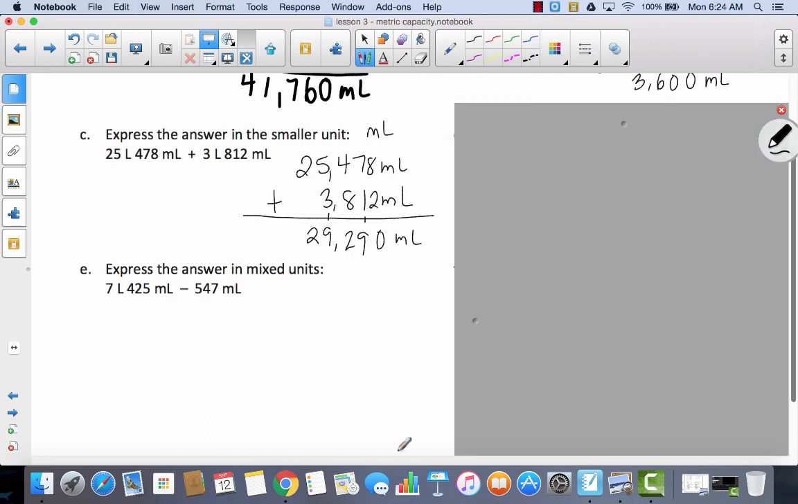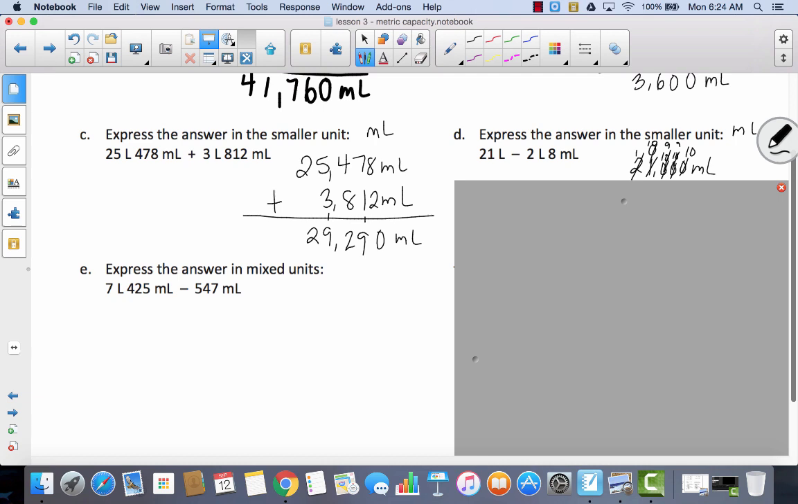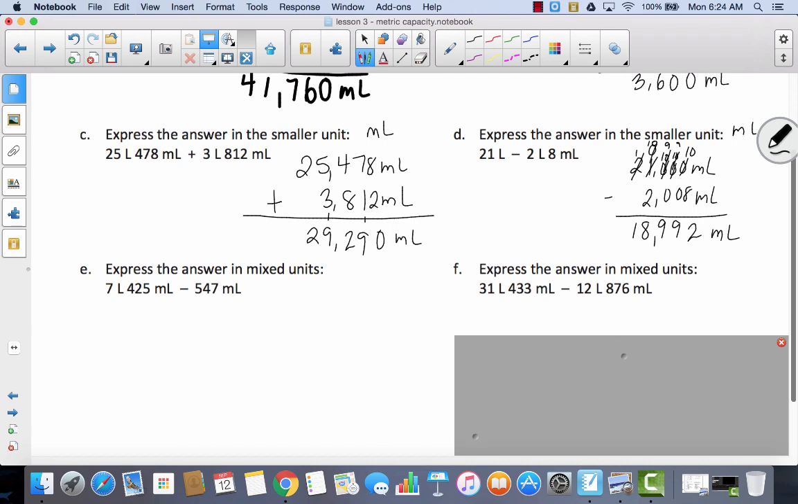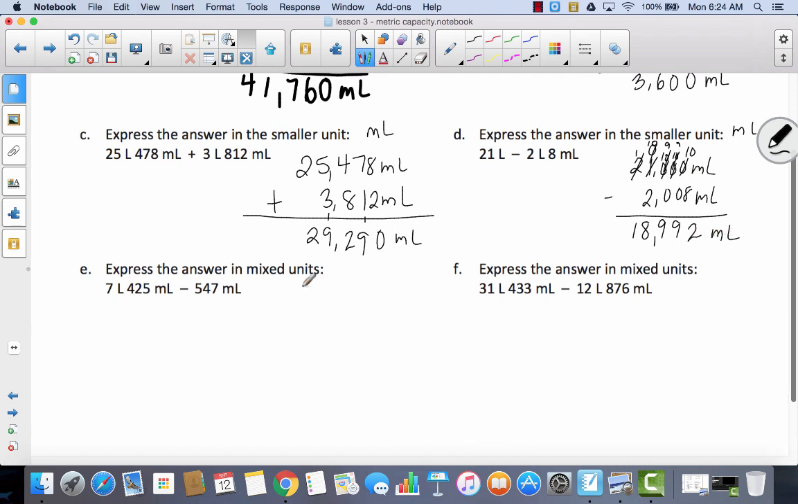All right, so for C, once you added, you should have got 29,290 milliliters. And then for D, the first thing you should have done is change 21 liters to 21,000 milliliters, and then 2 liters, 8 milliliters to 2,008 milliliters. And then you had to do some decomposing here to be able to subtract in the ones, and then you should have got a difference of 18,992 milliliters.